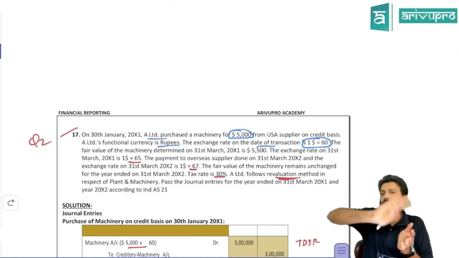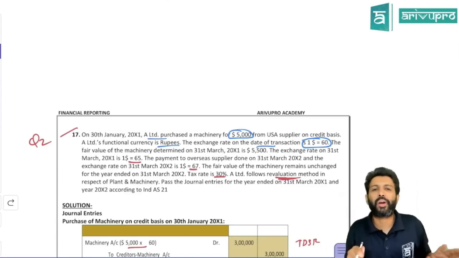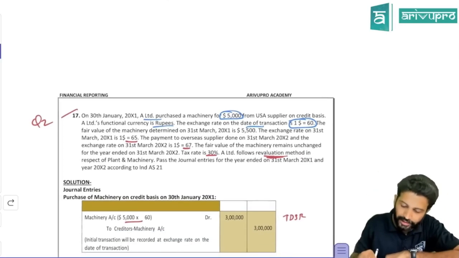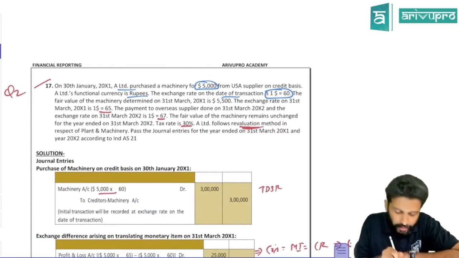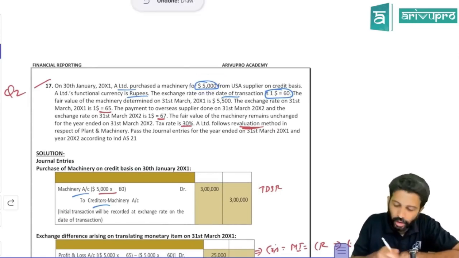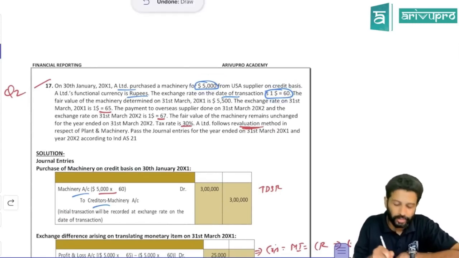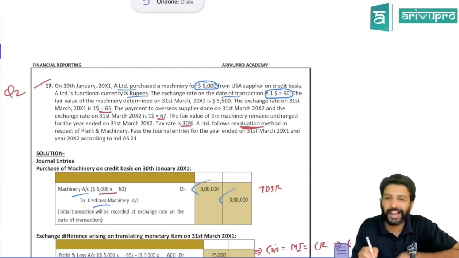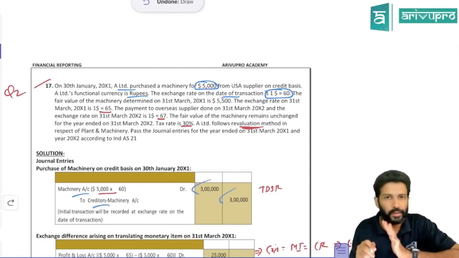So it doesn't matter whether it is a monetary or non-monetary item. Initially, everything will be recorded at the transaction date spot rate. So pass a journal entry for that. What's the journal entry for machinery purchased on credit? Machinery account debit to creditors. $5,000 at the transaction date exchange rate of 60 gives 3 lakh. That is your transaction date spot rate, TDSR, that we have used.